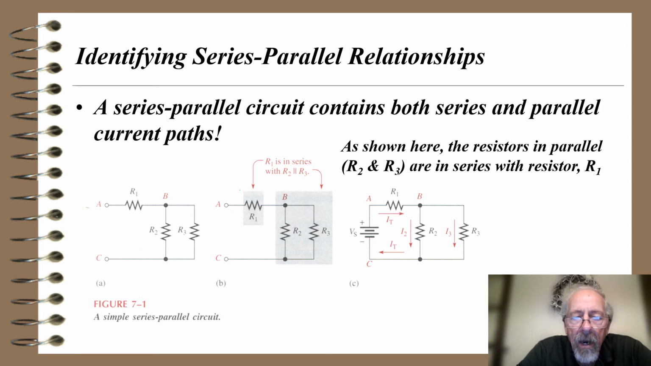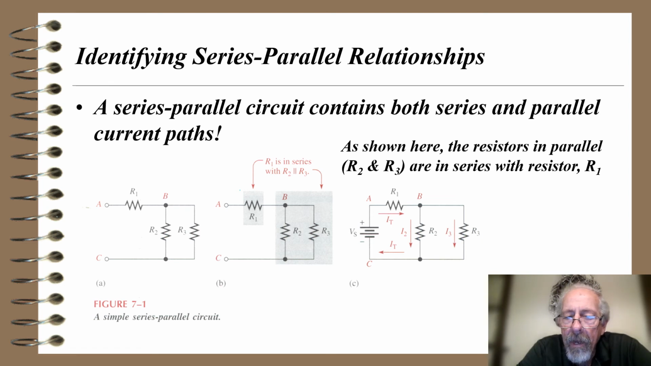And as it says, R1 is in series with a parallel combination of R2 and R3. So what would happen here? As shown here, the resistors in parallel, R2 and R3, are in series with resistor R1, and part C shows the flow of current. There's a total current coming out of the plus terminal, or node A.